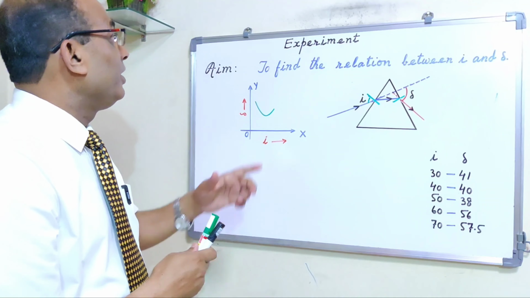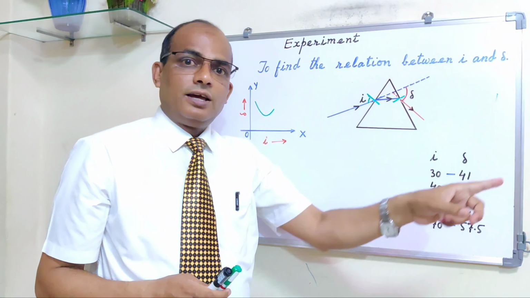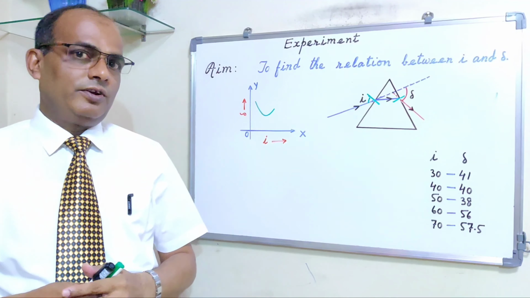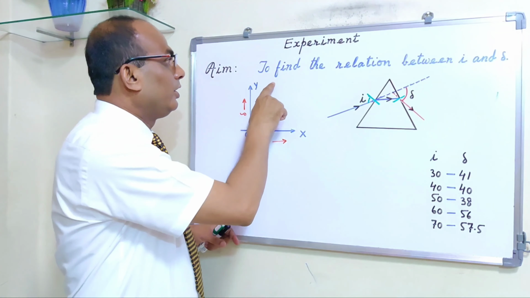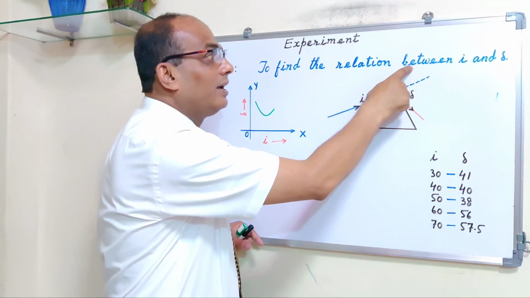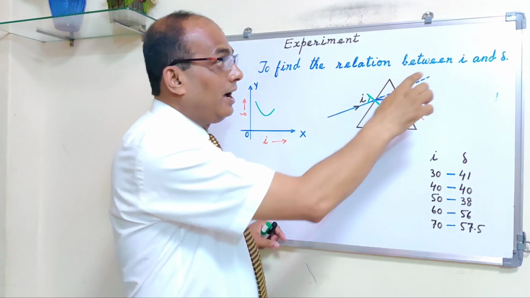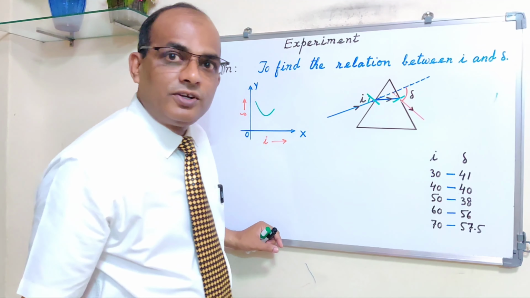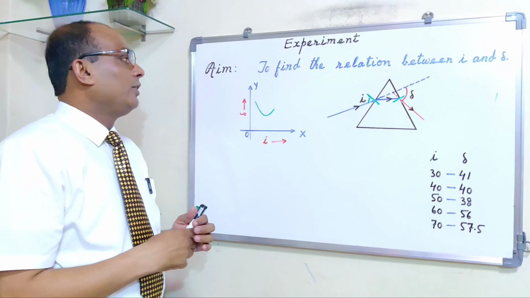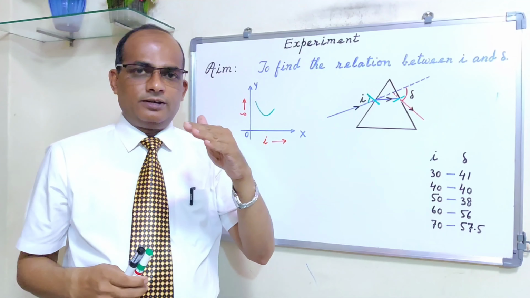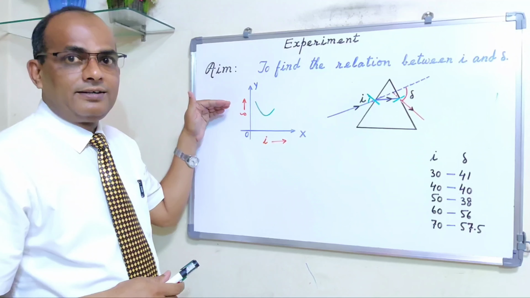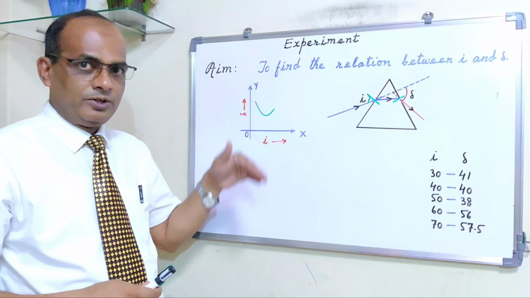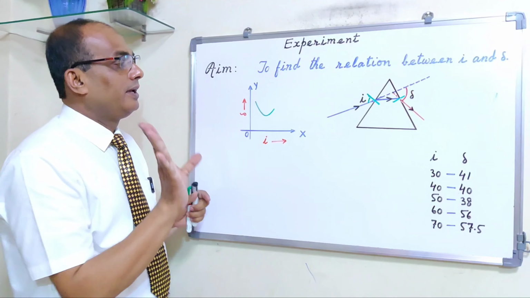So our aim is to find the relation between I and delta. When you are writing in your practical journal, you write down: to find the relation between the angle of incidence I and the angle of deviation delta. Alright. So aim, and then you know how to write it, after aim, the apparatus, then so many things, that order you know. Alright.